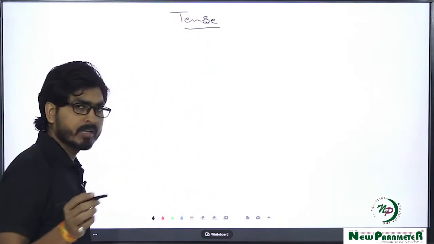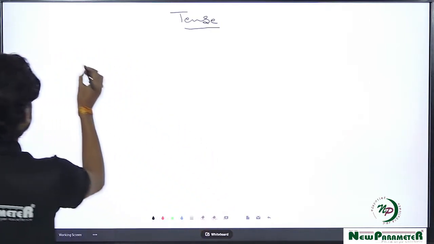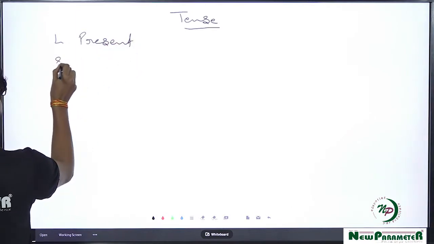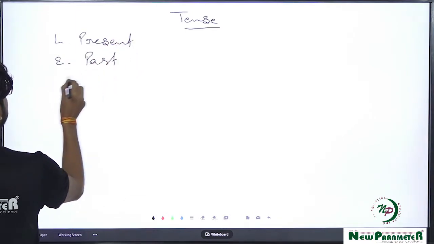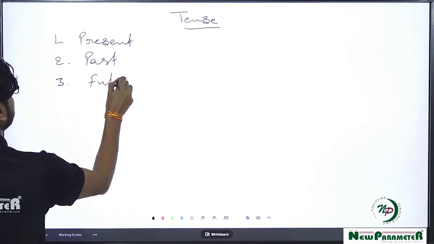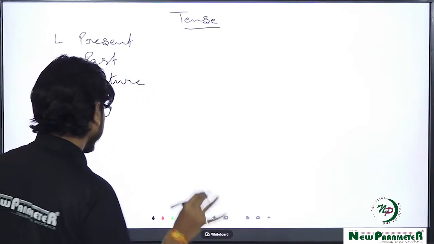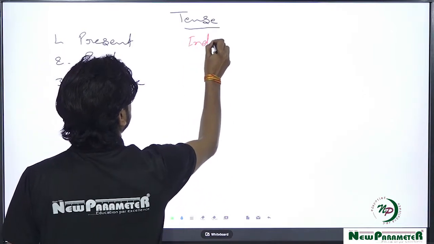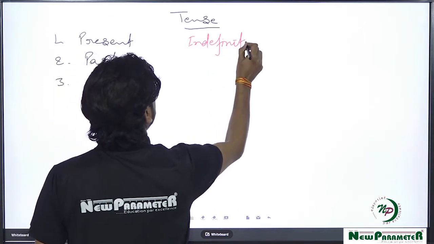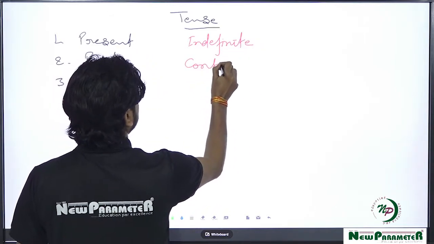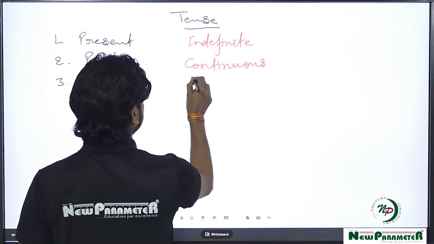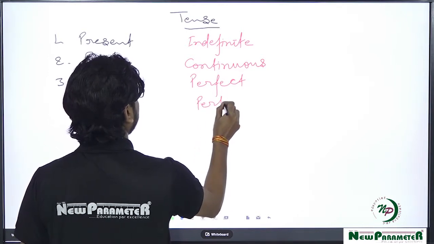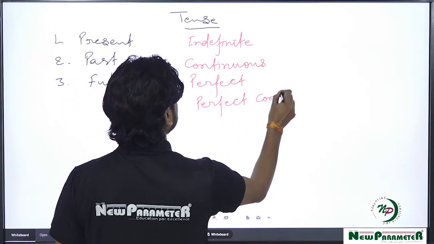So guys, you know very well that there are three types of tense, that is present, past and future tense. And each tense has four types, that is indefinite, continuous, perfect and perfect continuous.